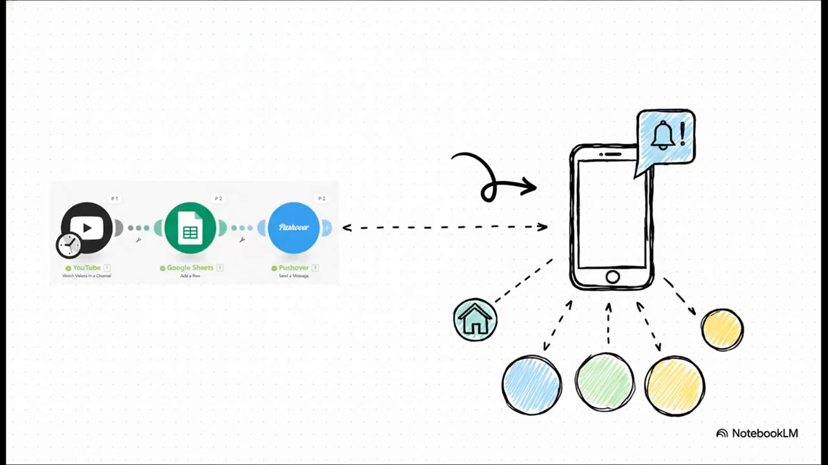But here's the cool part. You're not stuck with just one action. You can chain them together. You can expand on it. So look here. After the info gets added to the Google Sheet, another action kicks in and sends a notification straight to your phone. It's just like adding more and more rooms to your floor plan whenever you need to.